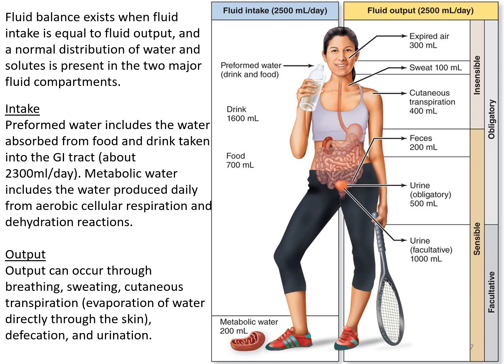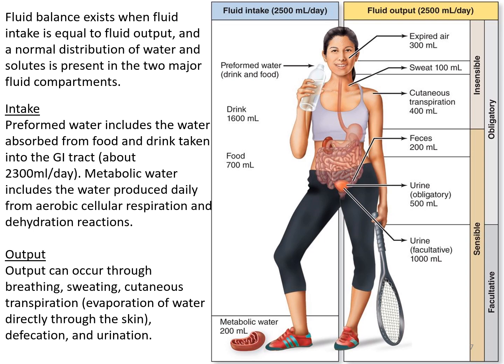So fluid balance exists whenever intake is equal to fluid output. And you've got a normal distribution of water and solutes present in the two major fluid compartments, being intracellular versus extracellular. So one way we can get fluid intake is through preformed water. So that's basically just drinking water and water that's taken in from our food. That goes into the GI tract. It's about 2,300 milliliters per day.